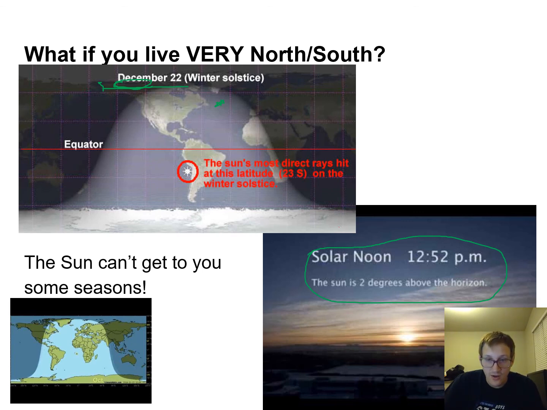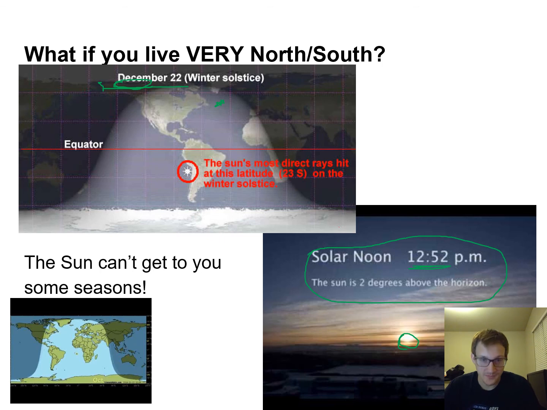This is at almost 1 o'clock in the afternoon, and the sun is only 2 degrees above the horizon. The sun's about to set and it's 1 p.m. That's what happens when you go farther and farther north in the winter: you're going to get less and less sun. That's also why latitudes are given out in degrees. So if you say you live at 23 degrees north latitude, that tells you a specific thing about how the sun interacts with that location.